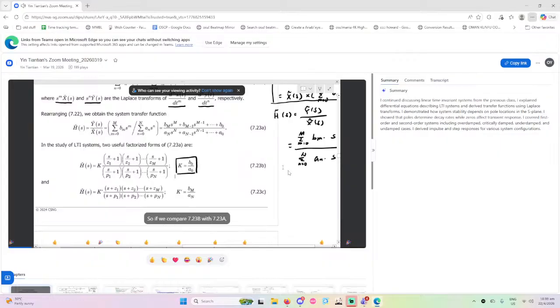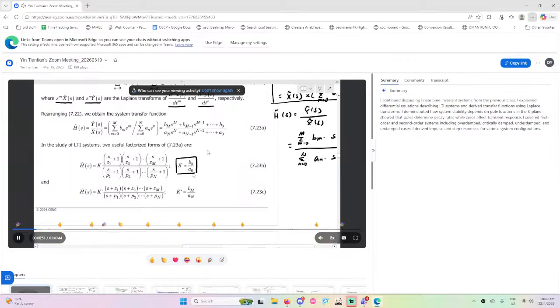Why is that? If we compare 7.23b with 7.23a, they said that k is equal to b0 over a0. What is the reason for that? Okay, so let's do it.